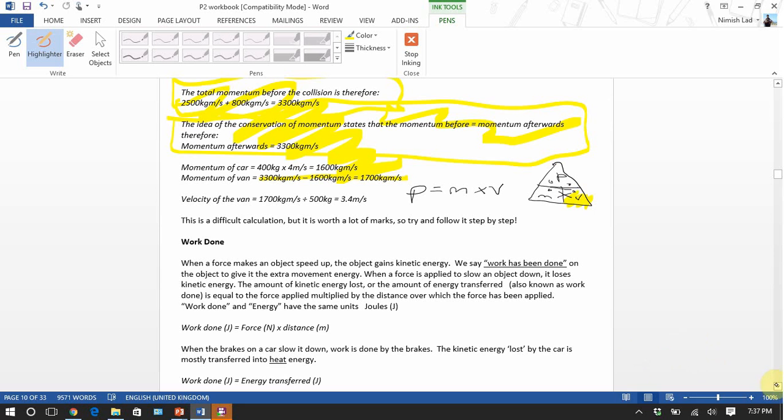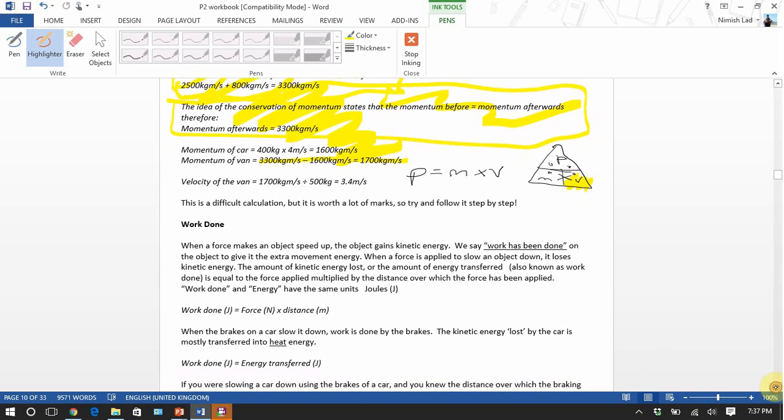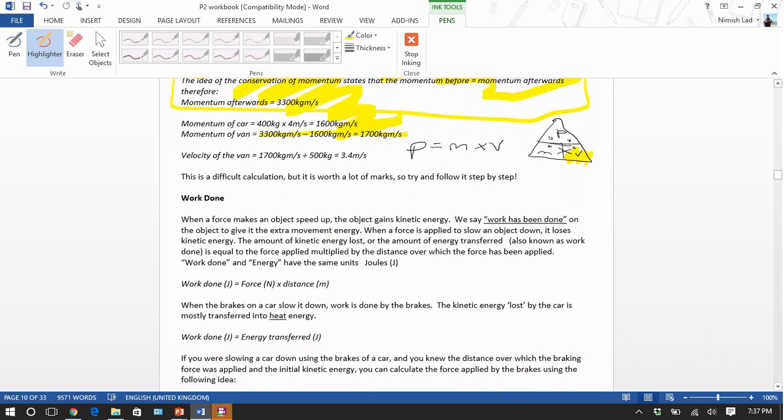Right, work done. So work done is whenever a force is applied on an object over a distance. So any time there's a change in energy from having gravitational potential to kinetic or any other type of energy, we say work is being done.